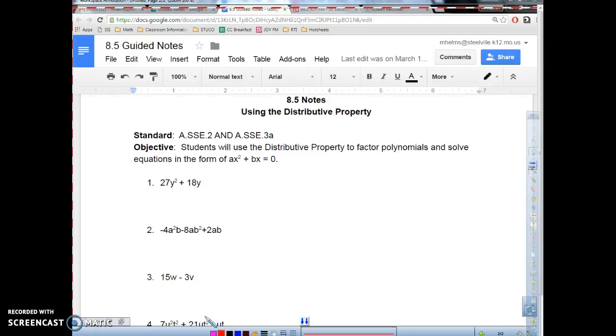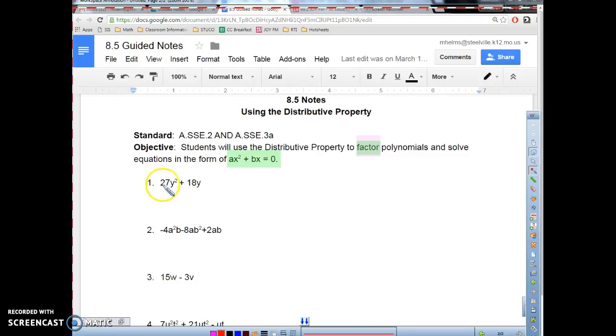So what we're talking about here is that you're going to use the distributive property to factor. Factoring kind of is undoing the distributing there. So we're going to factor polynomials and solve equations in the form of ax squared plus bx. So we're going to do both of those. We're going to factor and we're going to solve. So we're going to start by learning how to factor.